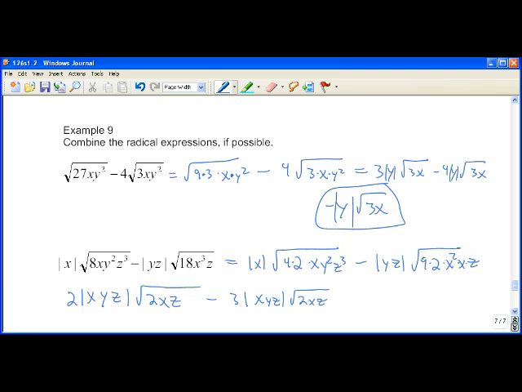So these are like radicals. We have the same index. They're both square roots, and they both have the same terms under the radical. So 2 times the absolute value of x, y, z times the square root of 2xz minus 3 times the absolute value of x, y, z times the square root of 2xz. It's going to be negative absolute value of x, y, z times the square root of 2xz. Okay.